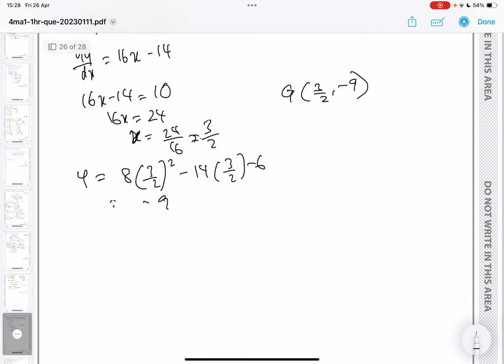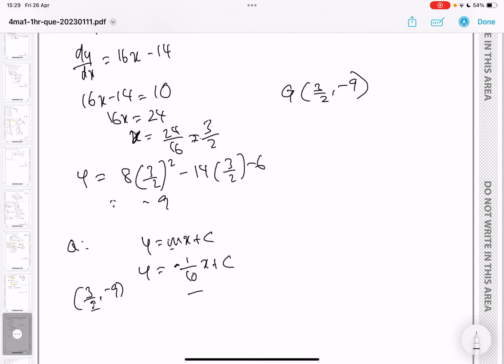So Q, y equals mx plus c. Now m we know is minus 1 over 10. And now we can substitute 3 over 2 and minus 9 to work out what c is. So if we do that, let me just put that in my calculator real quick.